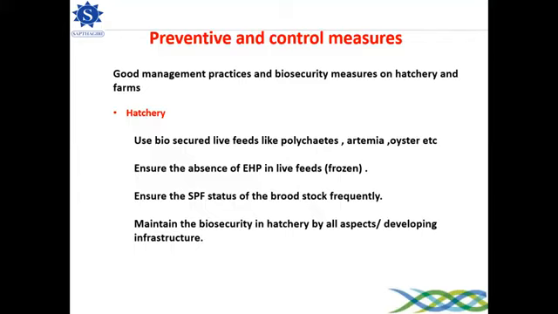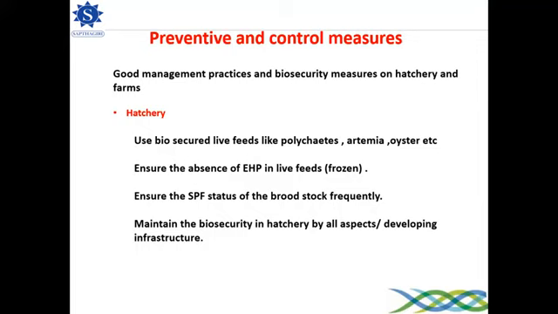And in developing infrastructure, it is already known that water also gets contaminated, and through water contamination, EHP is entering the system. So we have to improve the infrastructure like water filtration, UV filtration system, ultrafiltration system, like that. It will give much more advantage to get rid of EHP from the system.